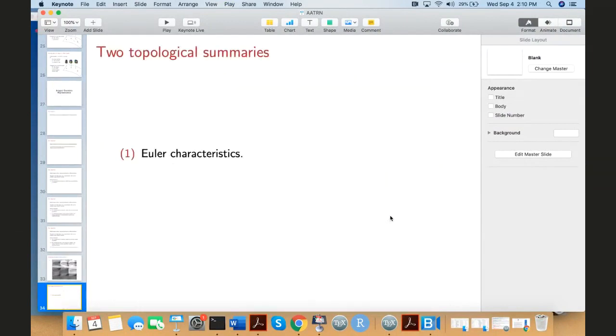Okay, so we're going to look at two topological summaries. They're related. One is Euler characteristics, and the other one's persistent homology.